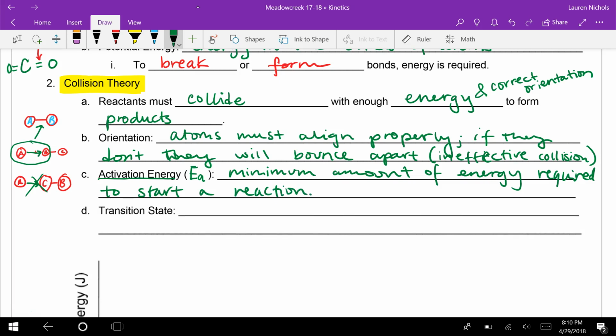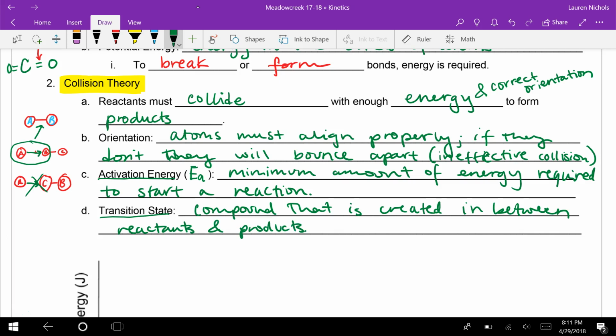Okay, so minimum amount of energy required to start a reaction, and what happens is when that activation energy is reached, a transition state will occur. And this is the compound that is created in between the reactants and products.